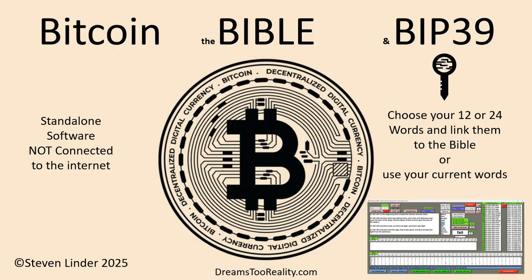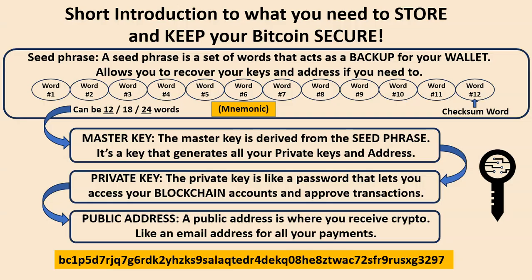The purpose of the software, of course, is being able to hide your 12 or 24 mnemonic words that you have formed for your seed phrase within the context of the King James Bible. The second purpose of the software is being able to choose those words, including the 12th or 24th word, referred to as the checksum word. Now, once you have those words and in the correct order, you can use your own hardware device to create the following items: your master key, your private key, and your public address. So here's a short introduction to how the process works.